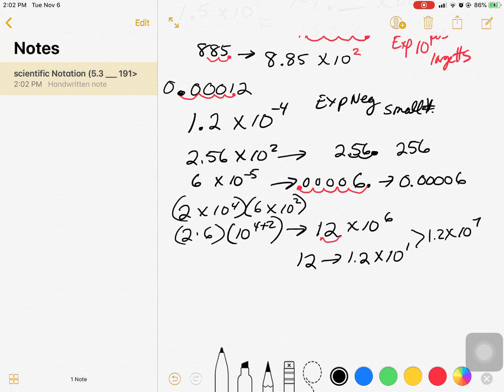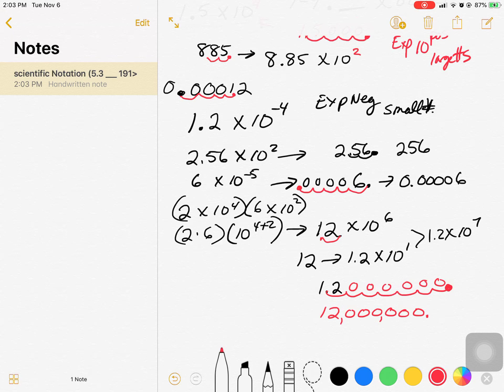Okay, so just in case I'm feeling a little insecure about that, 1.2 times 10 to the 7th would be 1, 2, 3, 4, 5, 6, 7. Then let's put some commas in here so I can tell. 1, 2, 3, 4, 5, 6 zeros. That means the decimal's over here. And if you put in some commas, that means 12 million.